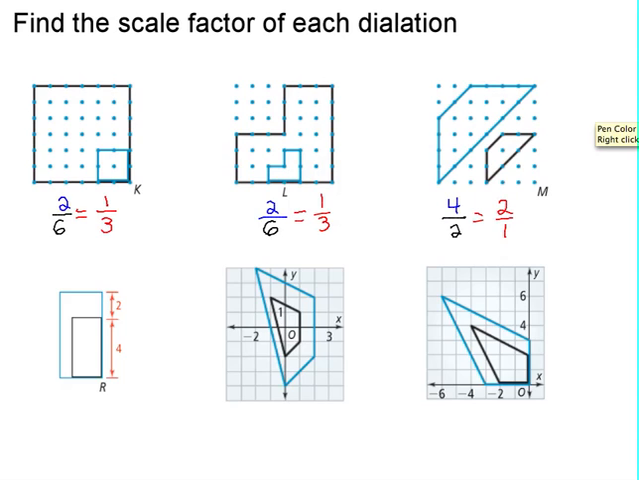Okay, and from blue to black, that's going to be a total of 6 for blue. So 6, 2, 4, and that will reduce to 3 over 2.